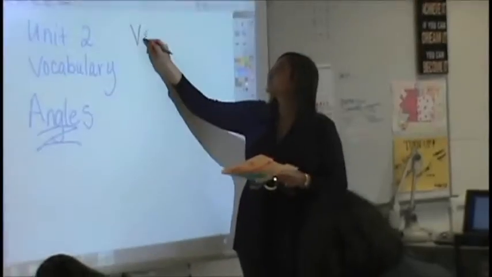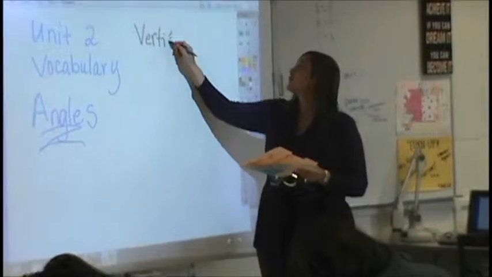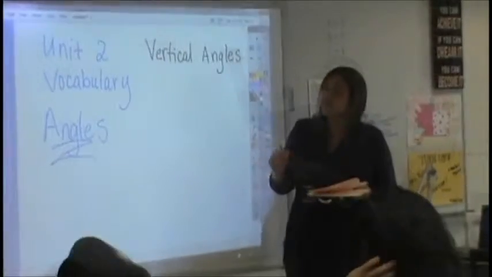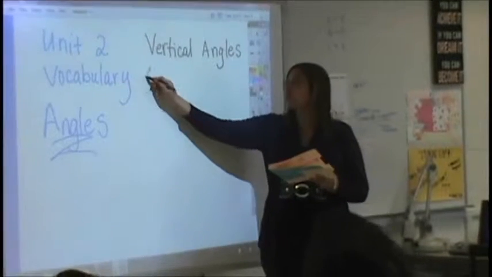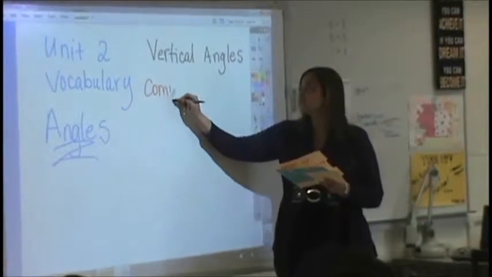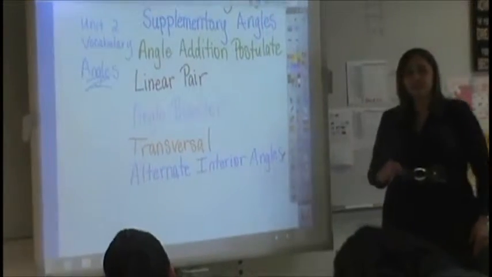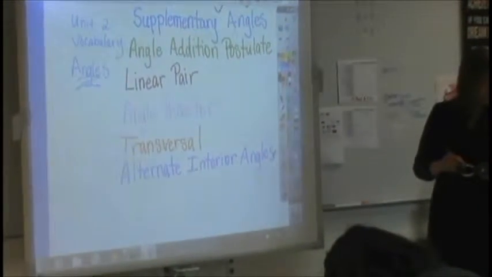The foldables, if someone's absent, then they know when they come in, they have to get with someone else and they have to catch up on their foldable. So there's someone there to explain all of those vocabulary words to them. Vertical angles. Heard that one before? Yeah. After vertical angles, we're going to have complementary angles. Alternate interior angles.